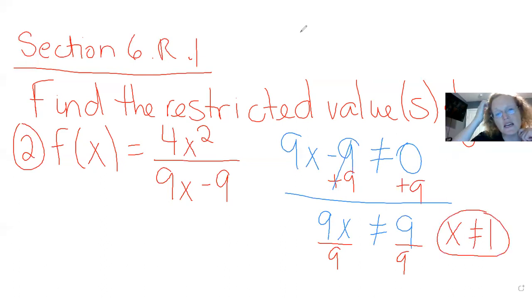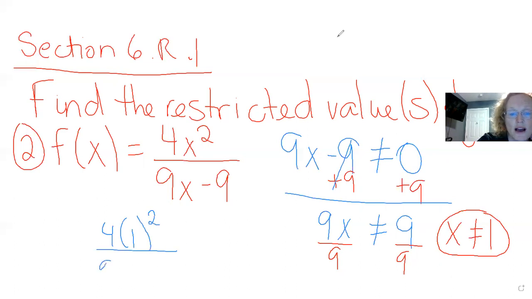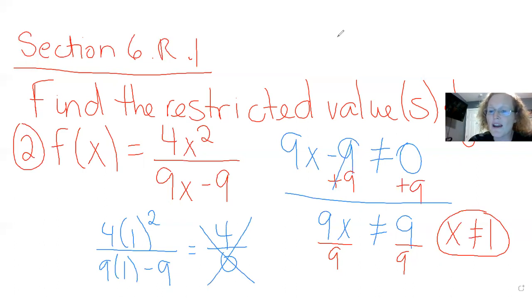And so basically, my restricted value, I can have x be anything it wants to be as long as x is not equal to 1. And once again, the reason is, I'm going to do this just one more time. If I were to plug in 1 for my x, I would get 4 times 1 squared over 9 times 1 minus 9. And what that would give me is 4 over 0. And I'm going to put a big X right there because we are not ever allowed to divide by 0. So that's the problem. X can't equal 1 because that causes a 0 in the denominator.